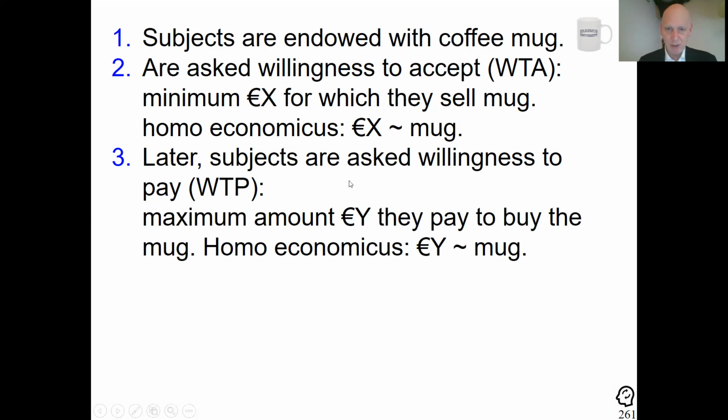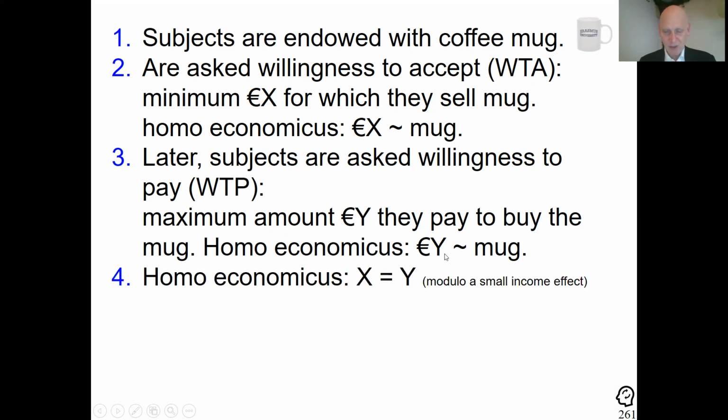Later, or other subjects, can be within or between, but anyway, subjects were asked willingness to pay. They were not endowed with a mug, but they were just asked, look here, you see that mug? How much do you want to pay to get that mug? Then, of course, the money amount you want to pay should be equally good as the mug, if you're rational, normatively speaking. If you combine these things, it means that the money amount X that you get here and the money amount Y that you get here should be the same. Maybe a small income effect, but in this stage of the course, we can be pragmatic and practically speaking, you understand they must be the same.